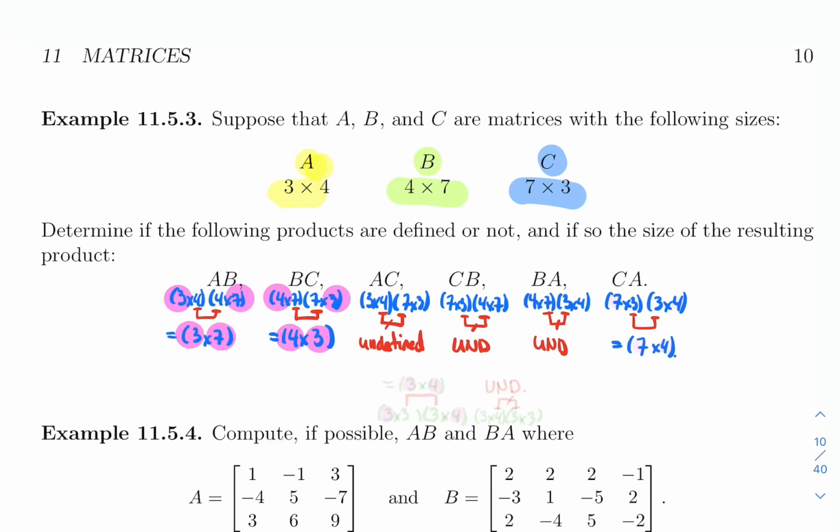And again, if you want to see where the numbers are coming from, 7 is the number of rows of your product, so the number of rows of C is the number of rows of CA, and the number of columns of A, which is 4, will be the number of columns of CA.